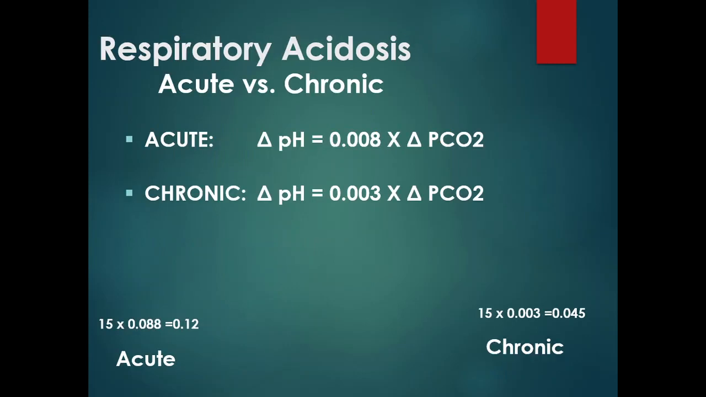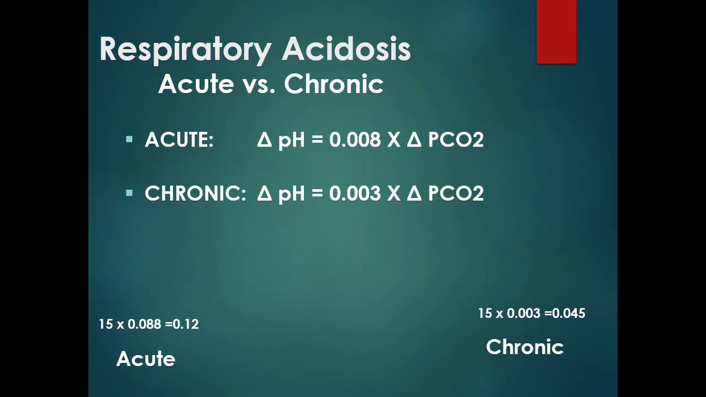Now we'll shift also to respiratory acidosis, acute versus chronic. In acute respiratory acidosis, the change in the pH is 0.008 times the change in the PCO2. In the chronic phase, the delta pH will be 0.003 times the change in the PCO2.